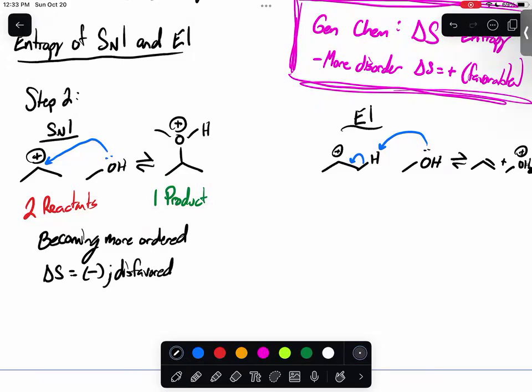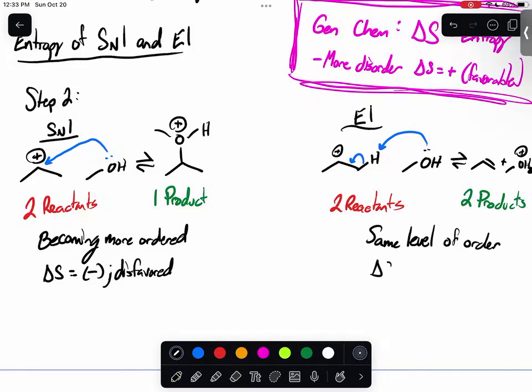E1, on the other hand, we start with two reactants, and we have over here two products. Essentially, this is the same level of order, which means that our delta S in this case is essentially zero, and that's relatively neutral for us. It's not disfavored, it's not essentially favored.